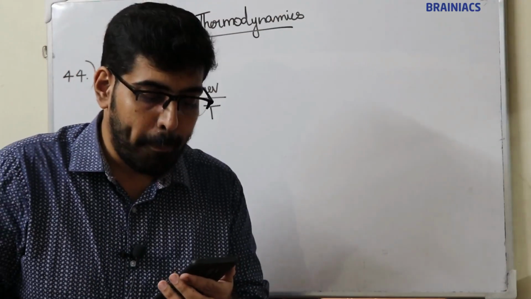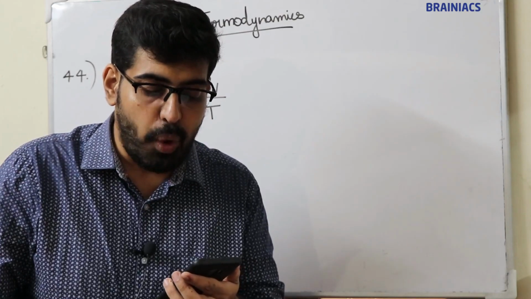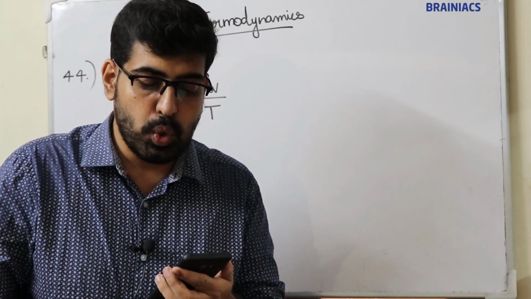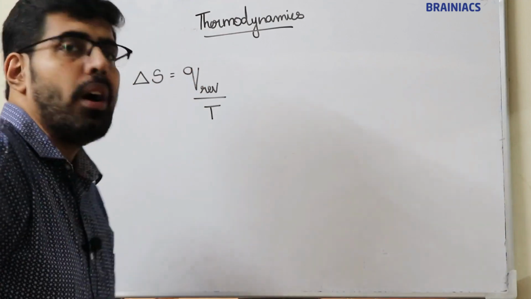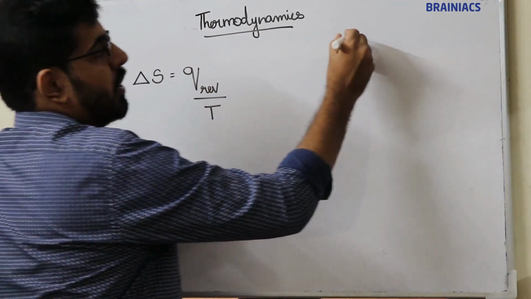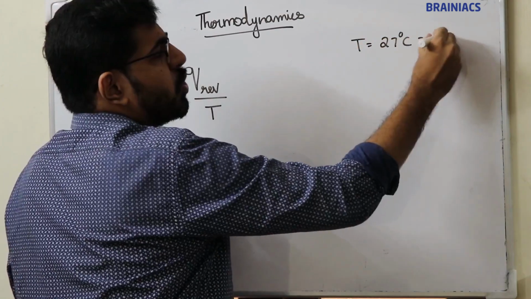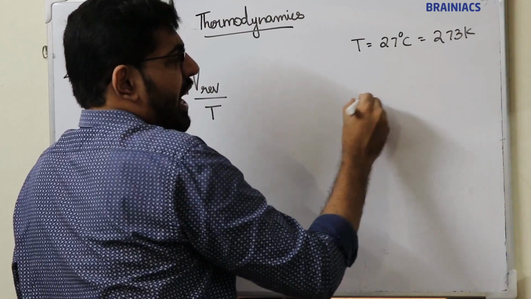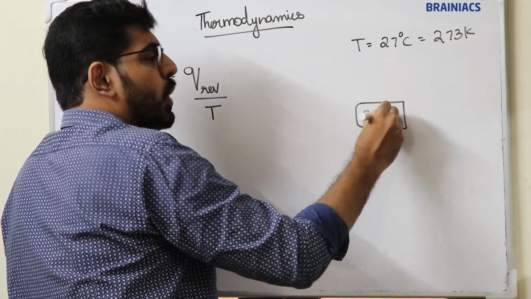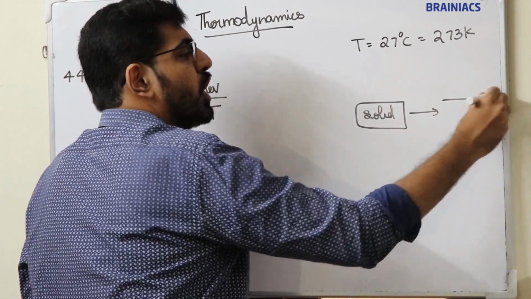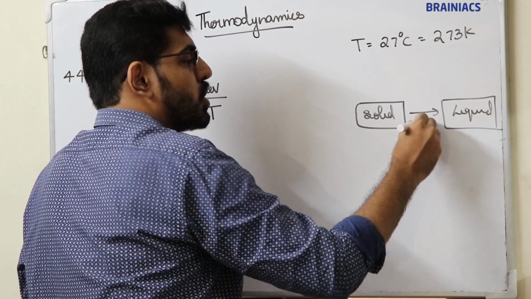Question number 44. At 27 degrees Celsius, latent heat of fusion of a compound is 2930 joules per mole. Entropy changes. So at temperature 27 degrees Celsius, which is equal to 273 Kelvin, a solid is converted to liquid. Okay, this reaction is known as fusion reaction.